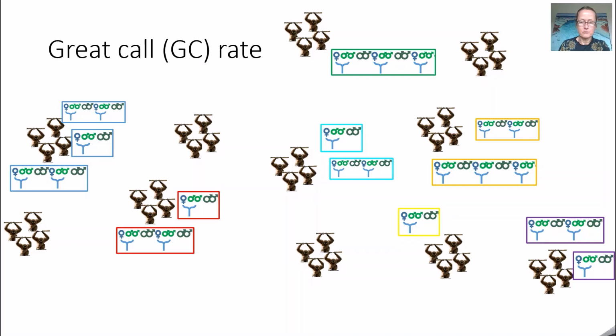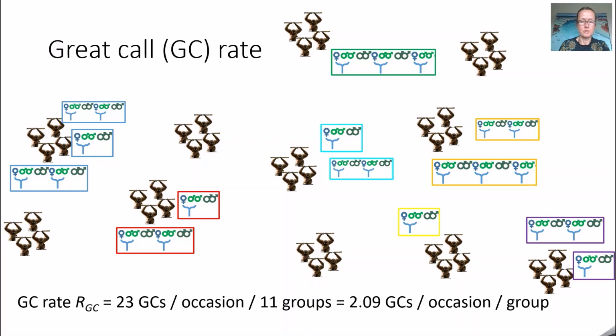When including only great calls, we only include the great calls when estimating great call rate. In this example, 23 great calls were made by the 11 groups, hence the rate is 2.09 great calls per occasion per group. And this is how we calculated that.